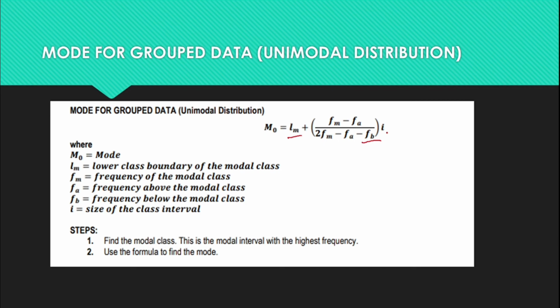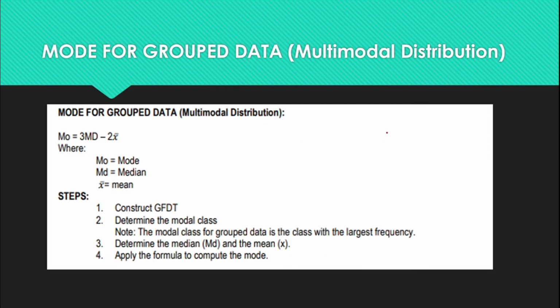So the steps: find the modal class. This is the modal interval with the highest frequency, and use the formula to find the mode. The question is, if in the given frequency distribution there are two highest values for the highest frequency, the two modes, it is not unimodal anymore. So we could make use of this formula.